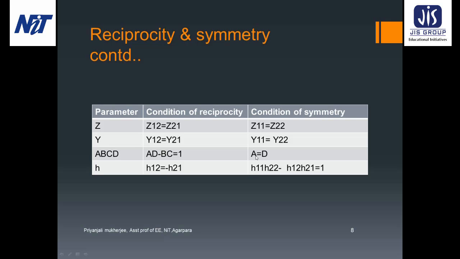Now for the transmission parameter or the ABCD parameter, the condition for reciprocity is AD minus BC equal to 1 and the symmetry is A equal to D. Whereas for the hybrid parameter, the condition for reciprocity is H12 equal to minus H21, and for symmetry we can write H11 into H22 minus H12 into H21 equal to 1. So these are the different conditions of reciprocity and symmetry for the different parameters.